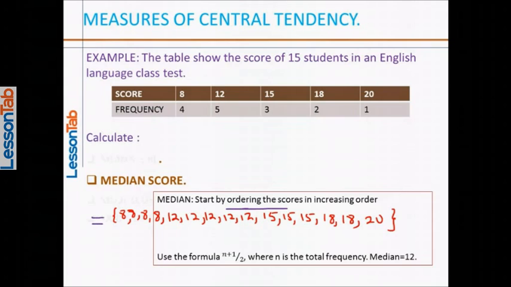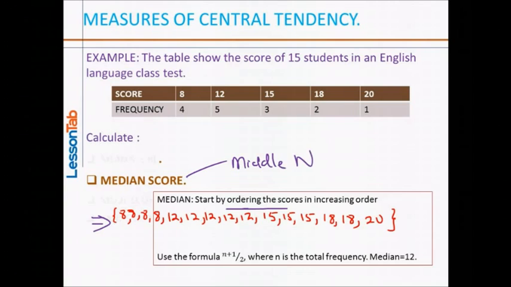As you can see, I've already done that here. There are 4 people that got 8 points, 5 people that got 12, and so on, and 1 person who got 20 on that exam. Remember, what's the median? The median is the middle number. That's what we're looking for now.